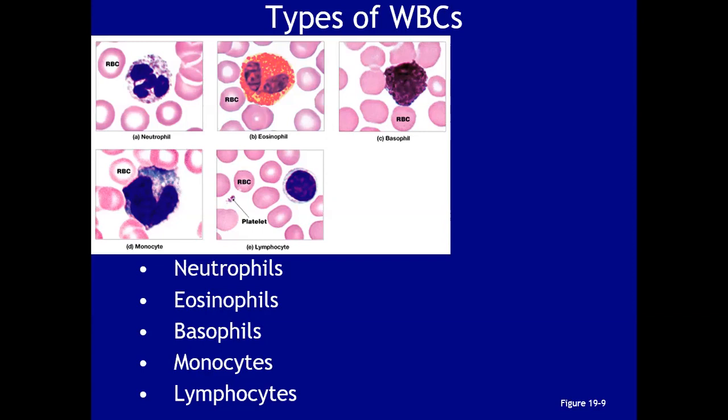And then notice that there's some granules here. We can see some different colors to them. The neutrophil has some kind of purple staining granules that you can see readily. The eosinophil has red granules.